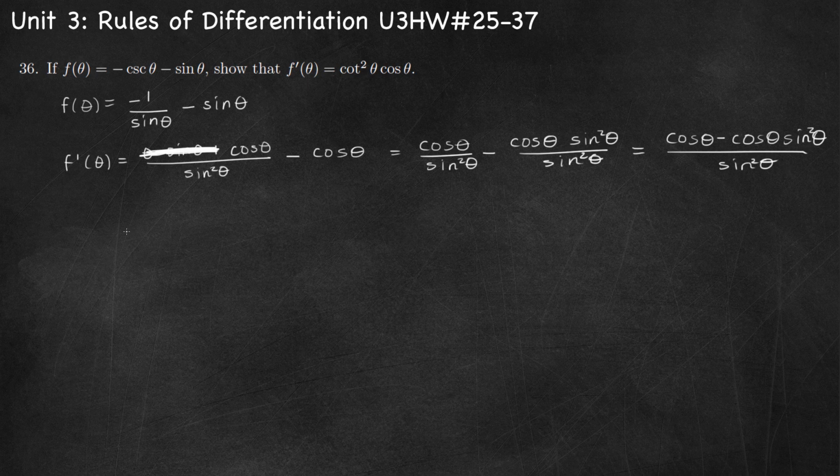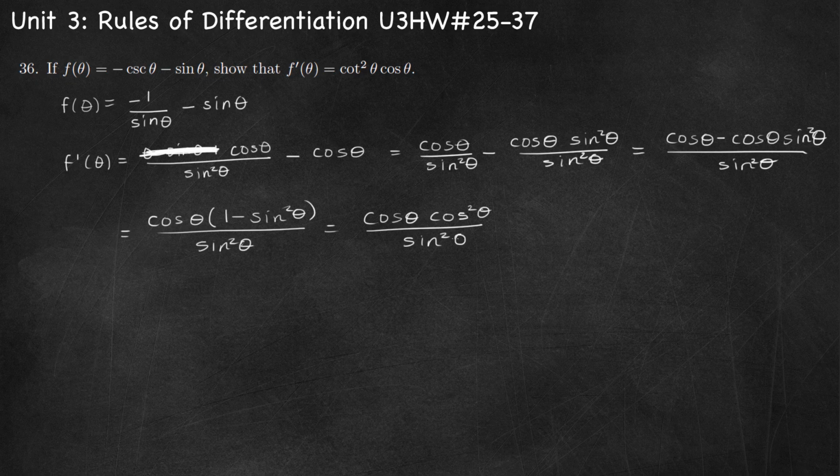Now I'm going to factor a cosine from my numerator. So cosine theta times 1 minus sine squared theta over sine squared theta, and 1 minus sine squared theta equals cosine squared theta. So now this is cosine theta times cosine squared theta over sine squared theta. Cosine squared theta over sine squared theta is cotangent squared theta. So now I have cosine theta cotangent squared theta, which is what we were trying to show.